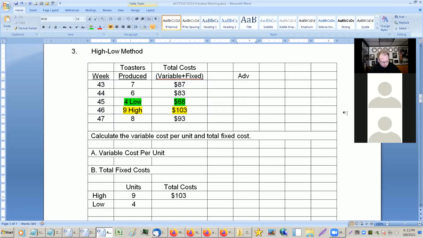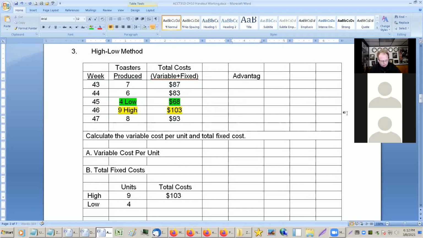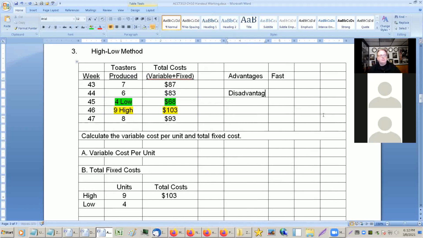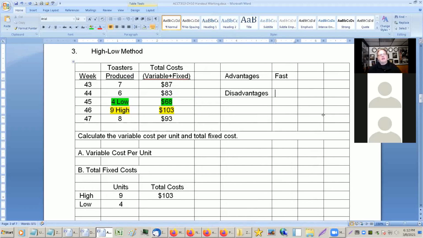The advantages are that it's fast. You can do it much more quickly. You don't need to gather all the information. You only need to gather information on 2 points. You don't need to go through the regression equation. Although if you did, you'd get the same answer we get in the high-low. If you just took a regression equation and just did those 2, you get the same answer as we get for doing the high-low. Anyway, the disadvantage is it's not as accurate.